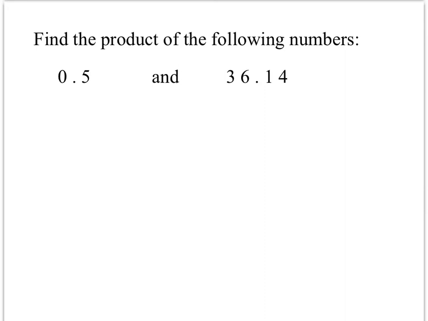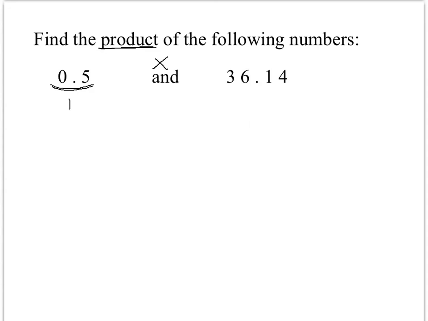Find the product. That means multiply. We're going to multiply 0.5 times 36.14. Now, before I get knee-deep into this, the reason I did these numbers is because I want to stop and just show you something. I want this to make some sense, and I need you to have confidence in what we're doing.